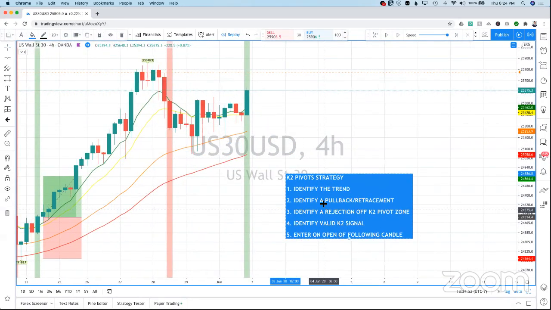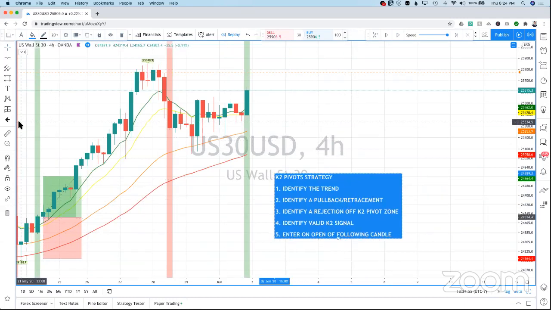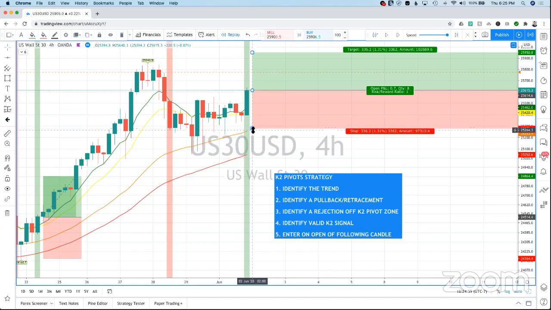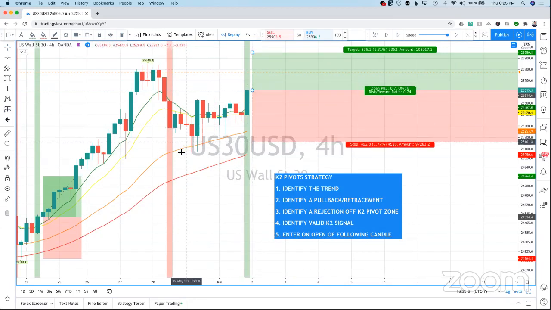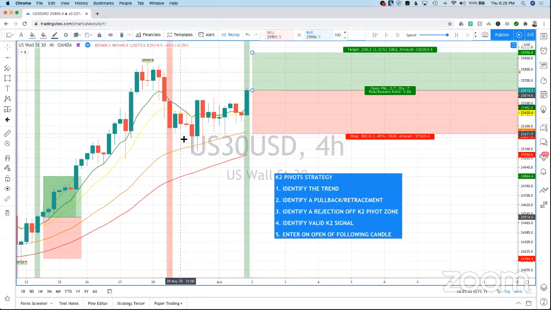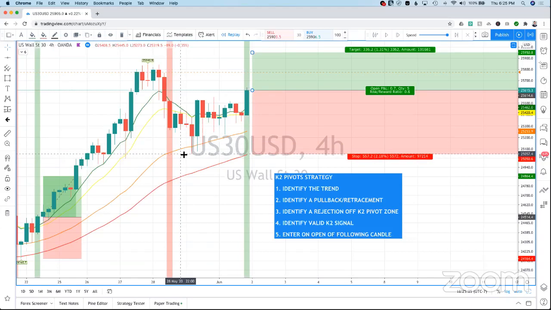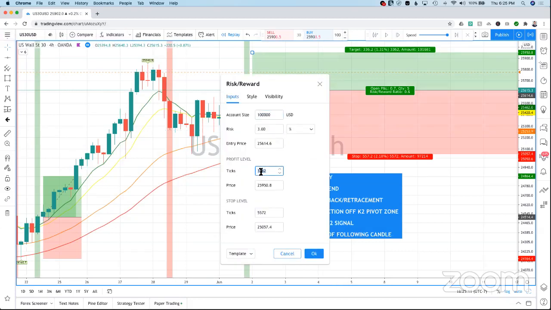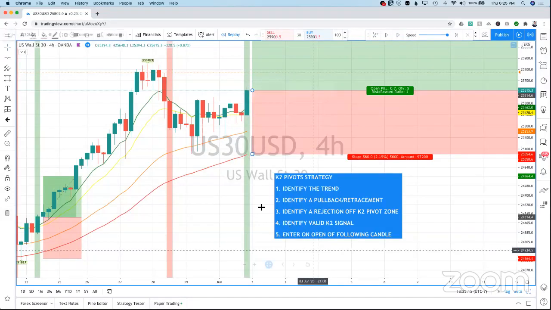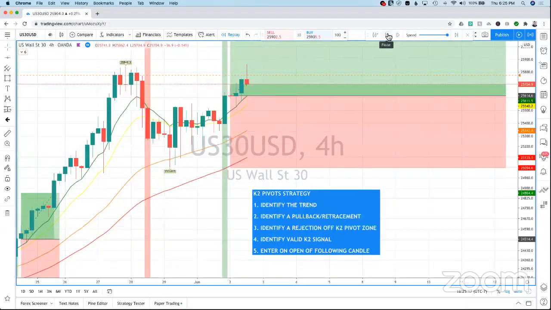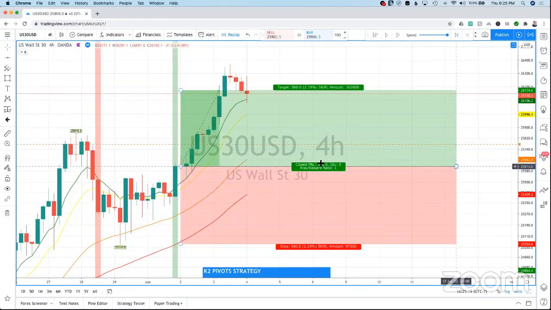So once we've met all those requirements, we can enter on the open of the following candle like we did previously. Enter right here. Like I mentioned, you can put your stop loss at the previous swing down here, level 3 or level 4. Like I said, I prefer to put it at the previous swing. So this would be the previous swing for 5,500 pips. We can just round that to 5,600. Let it run. And there you go, profit target again, guys.